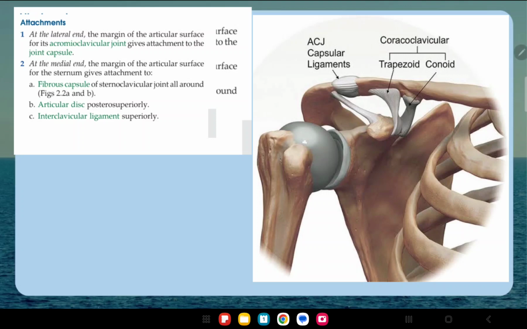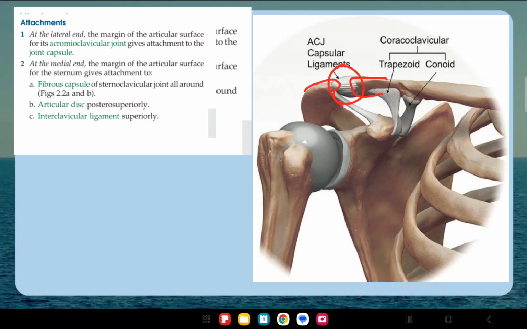First of all, the first point is at the lateral end. At the lateral end, the margin of the articular surface for the acromioclavicular joint gives attachment to the joint capsule. This is the acromion process of the scapula, and this is the lateral end of the clavicle. And there is a joint which is called the acromioclavicular joint. We all know that every joint is surrounded by a joint capsule. So number 1 is clear.